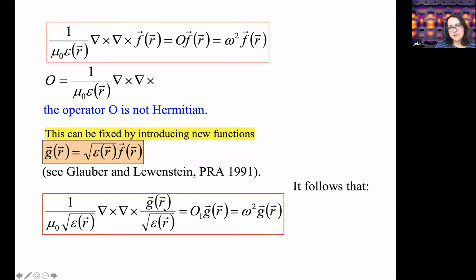And this equation here can also be seen as the eigenvalue equation for an operator O1, which is everything that you have on the left-hand side other than g, and eigenfunctions of that operator are functions g. Does that make sense? So we didn't do anything. We just introduced a new set of functions by multiplying these functions f by square root of epsilon and rewrote the eigenvalue equation.